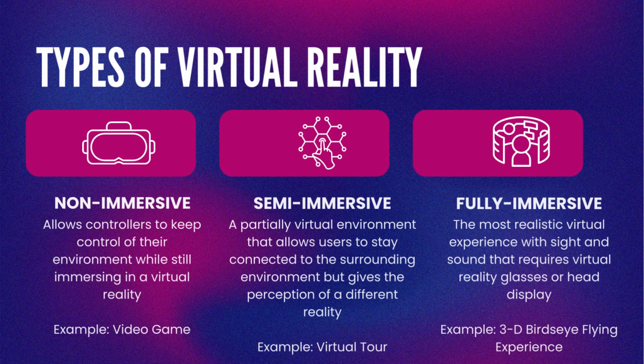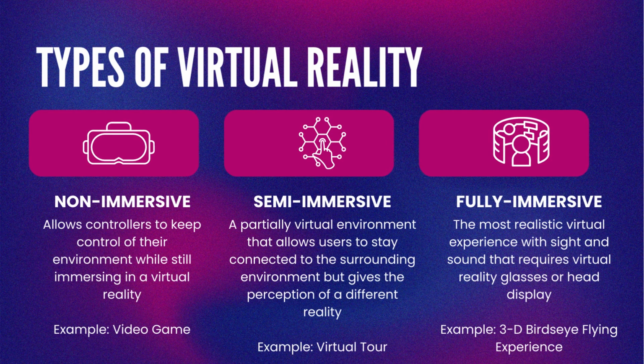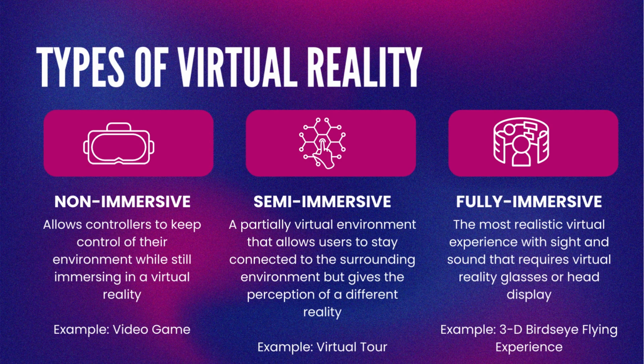There are three types of virtual reality: non immersive, which allows controllers to keep control of their environment while still immersing in virtual reality, such as a video game; semi immersive, which is a partially virtual environment that allows users to stay connected to the surrounding environment, but still gives the perception of a different reality, such as a virtual tour; and fully immersive, which is the most realistic virtual experience with sight and sound that requires virtual reality glasses or a head display, such as a 3D bird's eye flying experience.